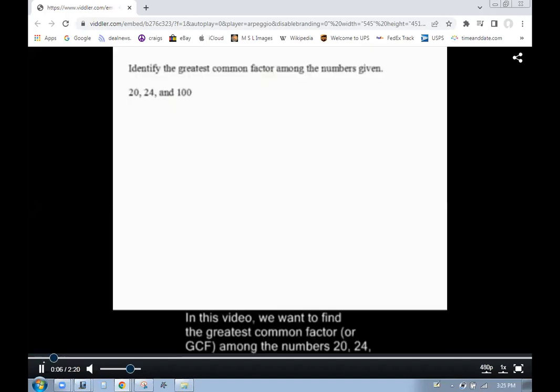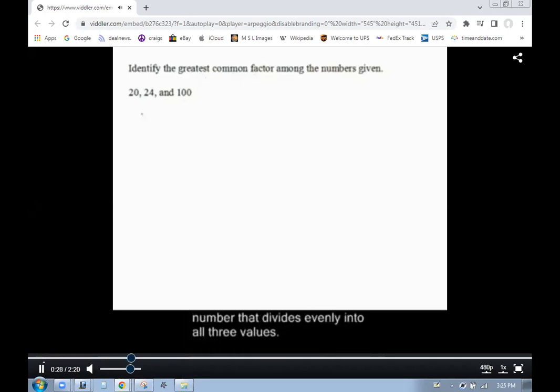In this video, we want to find the greatest common factor, or GCF, for the numbers 20, 24, and 100. Well, as the name suggests, common factor means that we're looking for a number that divides evenly into all 3 values. To find the greatest common factor, it makes sense to factor each individual number and look for the greatest number that divides evenly into all 3 values.